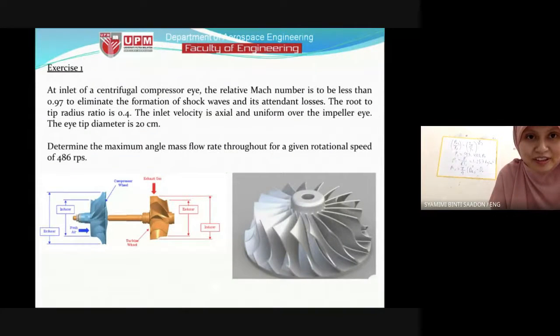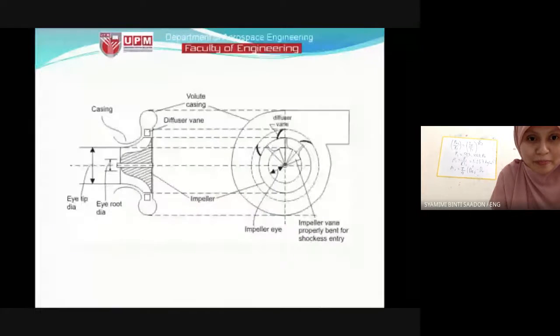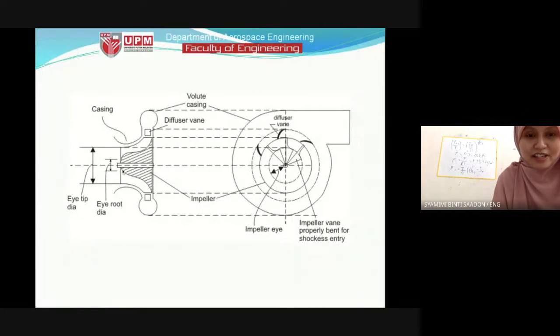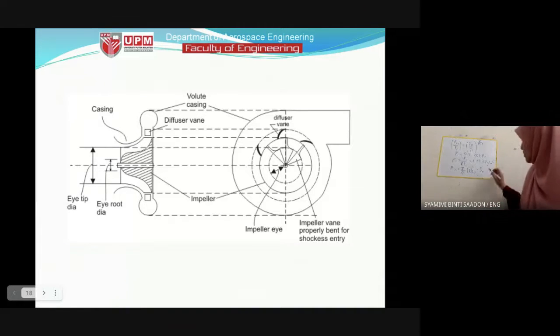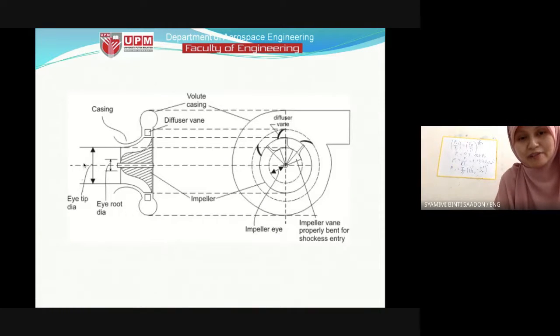See this side view, the eye tip diameter. So eye tip diameter minus the diameter at the root, because the fluid only flows between this. So you have to take out the root: diameter tip squared minus diameter at the root squared. Because the fresh air, the fluid, only flows here. So minus the root. So the area.